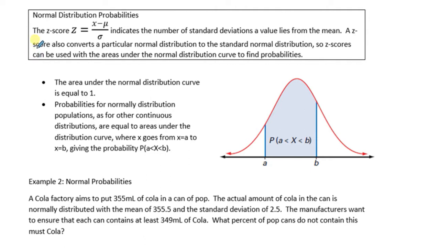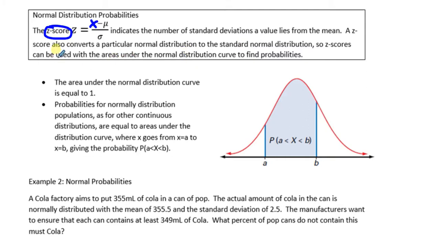Distribution probabilities. To find the probability of a normal distribution, we find something called the z-score. This is calculated as x minus mu over sigma. That just means the data point that we want to find minus the average, over the standard deviation. This indicates the number of standard deviations away from the mean that the data point lies.